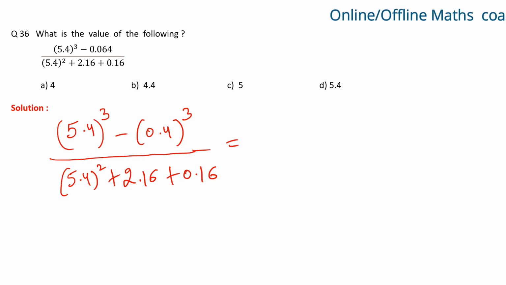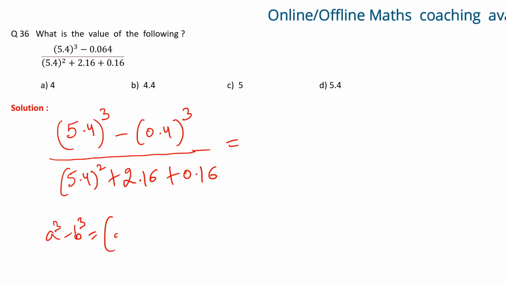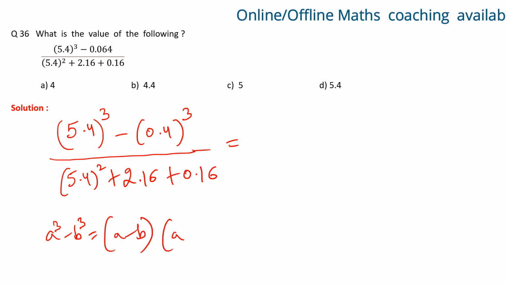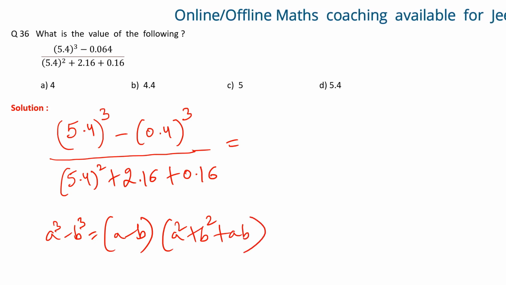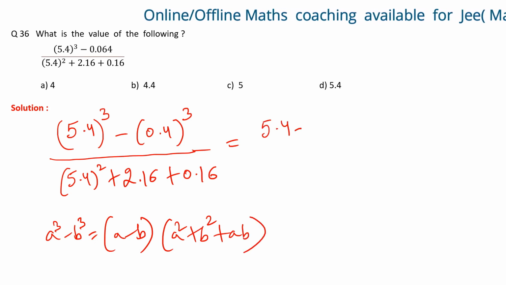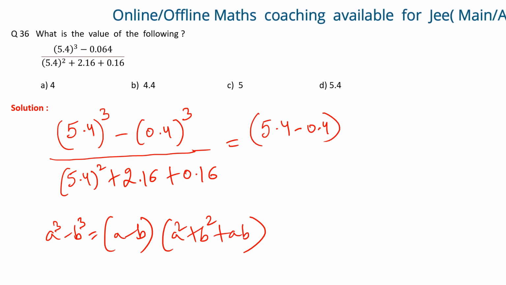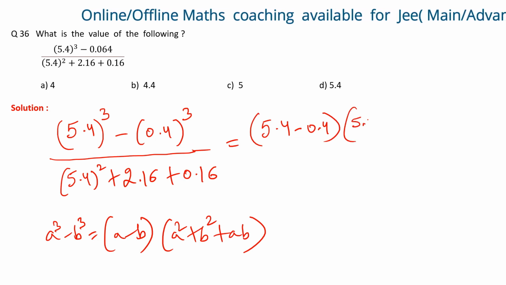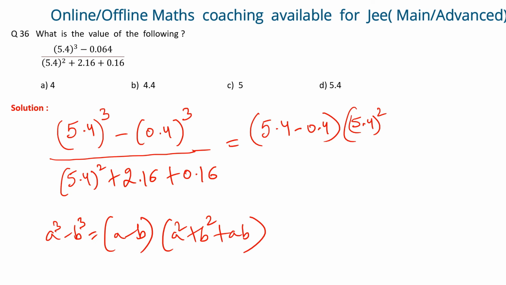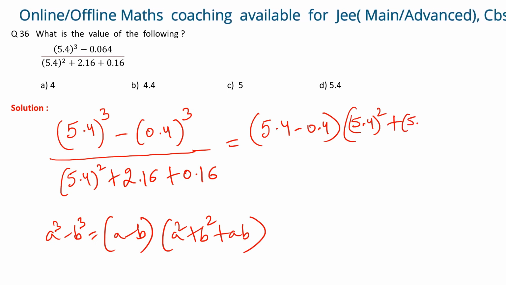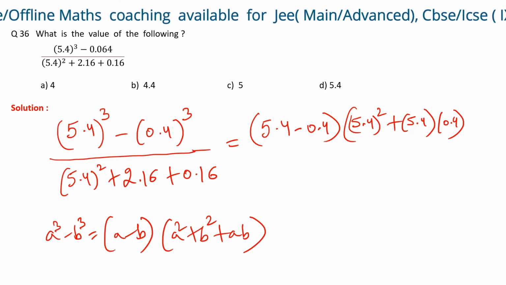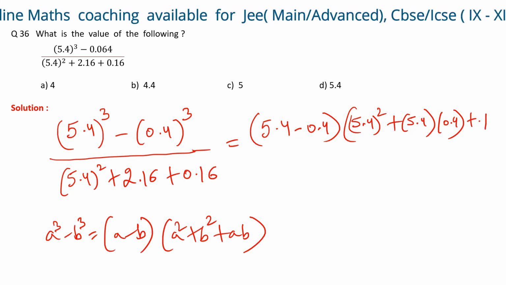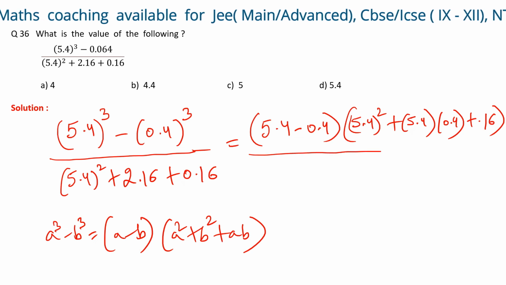We know that a³ minus b³ is nothing but (a minus b) into (a² plus b² plus ab). So this will come as (5.4 minus 0.4) into, inside the bracket, (5.4)² plus 5.4 into 0.4 plus (0.4)², which actually becomes 0.16. Right?